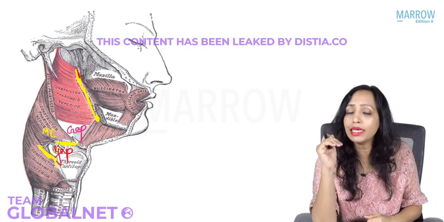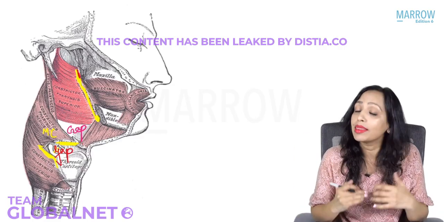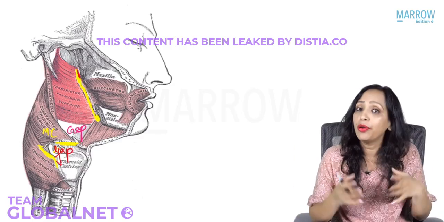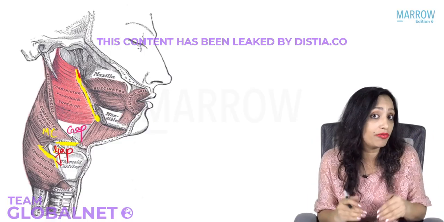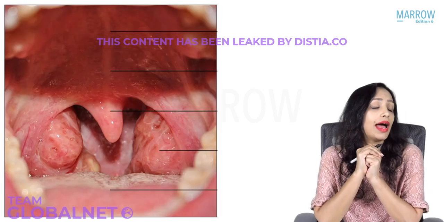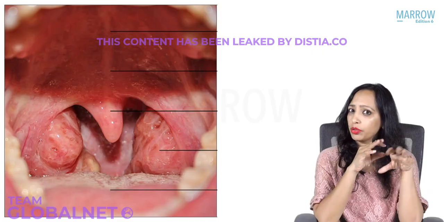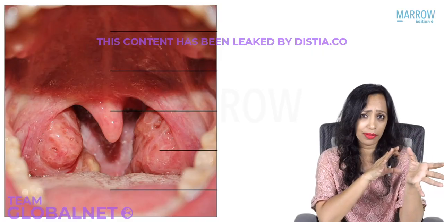Why? Because these gaps are the entry sites for vessels and nerves that supply the pharynx. And what are the vessels and nerves that supply, and from where they enter into the pharynx, is a very, very important question of your exam. So before we see that, I told you exactly from where the muscles are originating and how they are inserting into the midline fibrous raphe.